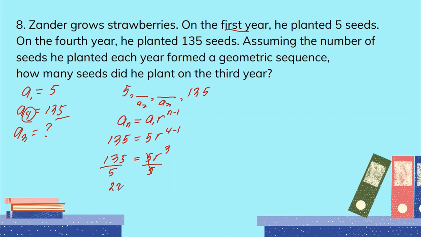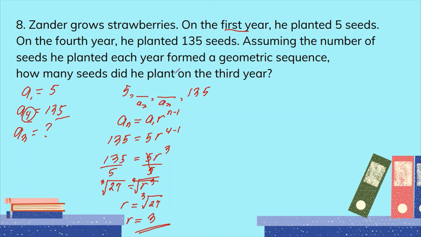Tapos kailangan natin R lang. So tatanggalin natin tong cube na to. So para matanggal, let's get the cube root of each side. Okay? Yan. So, wala na yung, meron na lang tayong R is equal to cube root of 27. So, what is R? What is cube root of 27? That's 3. So, therefore, how many seeds? Common ratio pa pala yun.